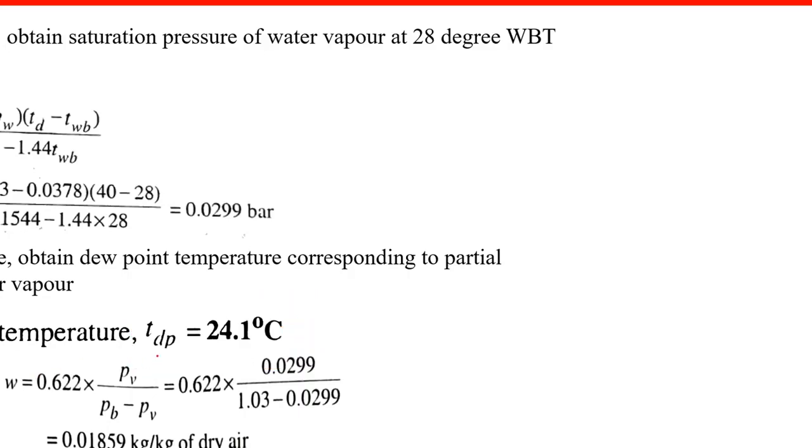We already know the formula of specific humidity. That is W equals 0.622 into PV divided by P minus PV. We already calculated PV. PV is what? 0.0299 bar. Put all the values and calculate the specific humidity. So W value is equal to 0.01859 kg per kg of dry air. This is in terms of kg per kg. So if we convert it into gram, that is 18.59 gram per kg of dry air. Okay.